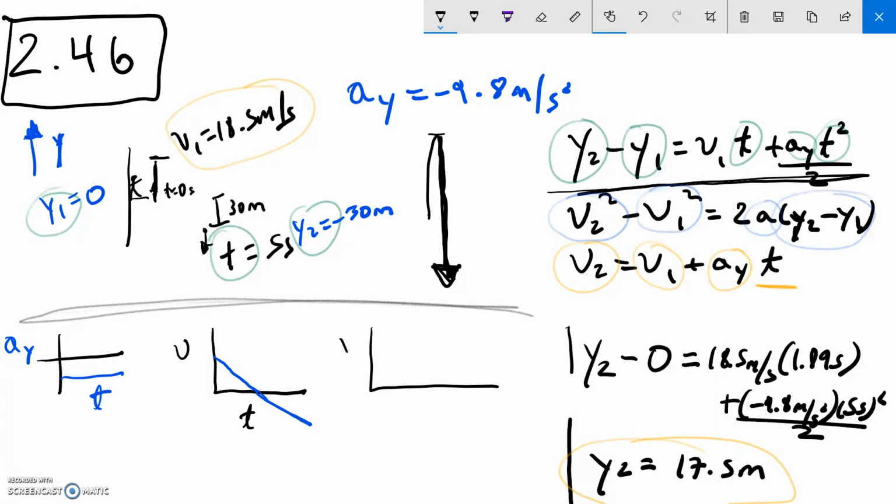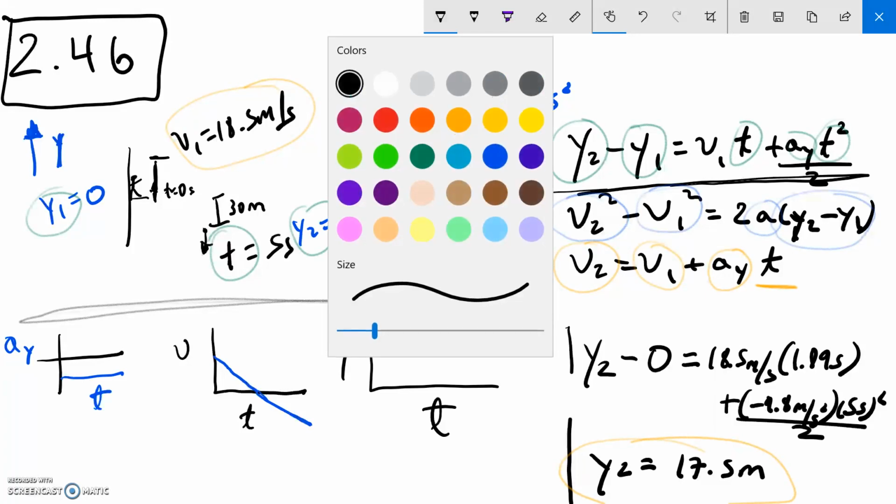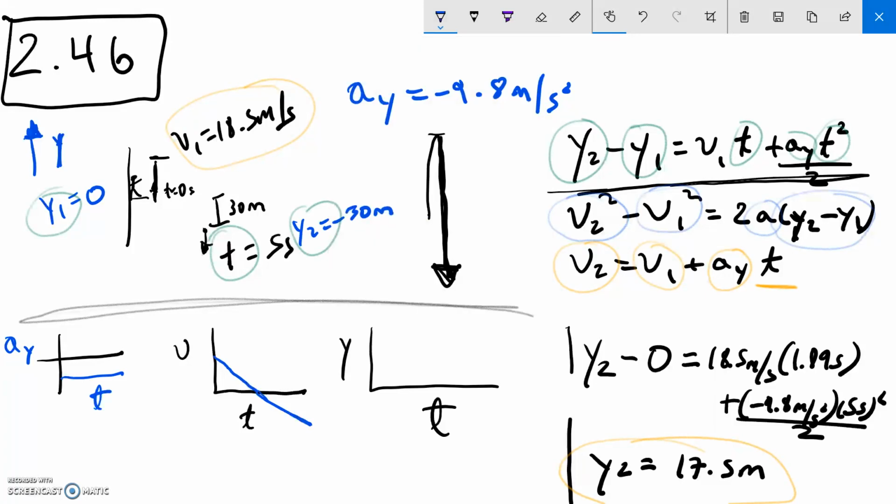And then finally, for the position, I know that originally it did not have a slope of 0 because it had some velocity, it was positive. So wherever I start, I have to have a positive slope. Since I show y1 to be 0, then I start from 0. You will go to some maximum height and keep coming back down, so that at 5 seconds, the y is equal to negative 30 meters. And as we found, around 1.89 seconds it was at maximum height, which was about 17.5 meters.